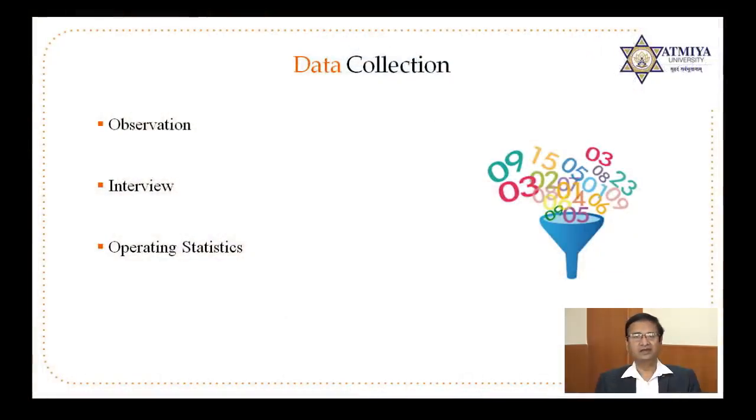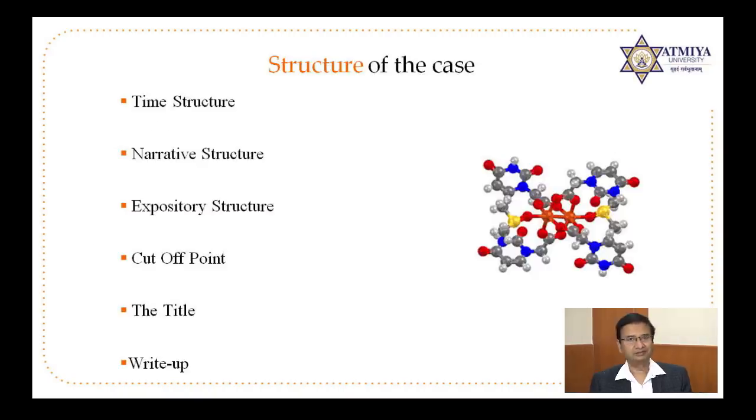If we talk about operating statistics, it is a collection of facts and figures which is available on the company's official sites, or different types of sources are available from where we can collect the data. Now we move on to the structure of the case: time structure, narrative structure, expository structure, cutoff point, the title and write-up.